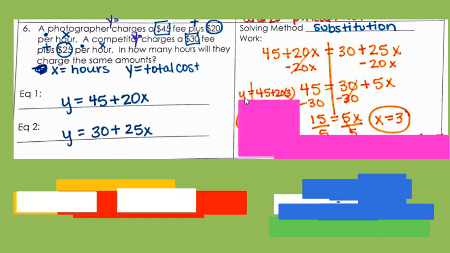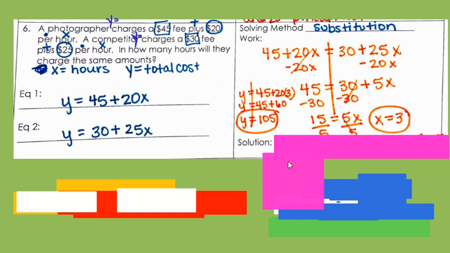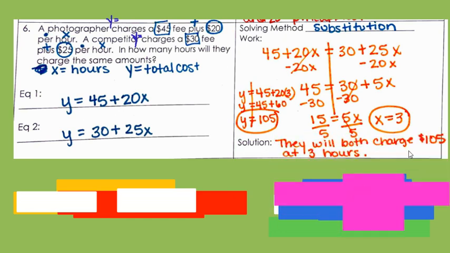So let's model that. I just chose this top one. So I did Y equals 45 plus 20X, and instead of 20 times X, 20 times 3, because we're plugging that 3 in to find out how much that is at 3 hours. So then we work it. 20 times 3 is 60, and 60 plus 45 is 105. So there's our solution. They will both charge $105 at 3 hours. So that's when they'll be the same.